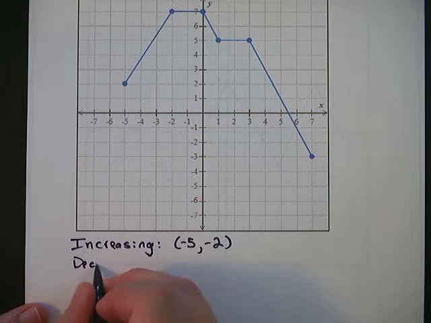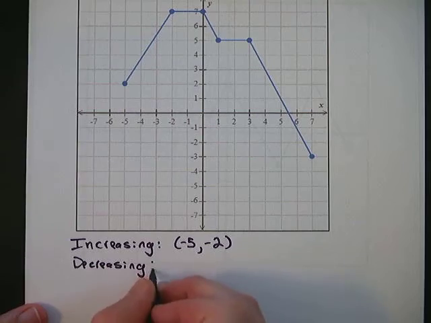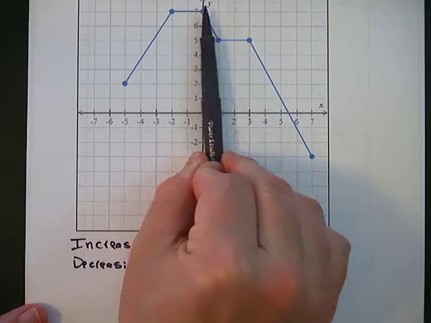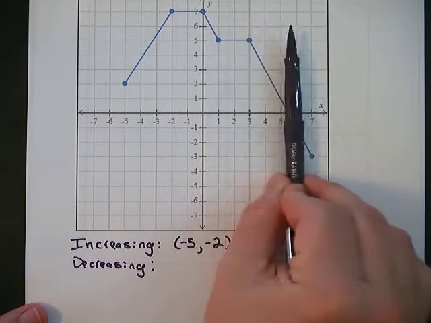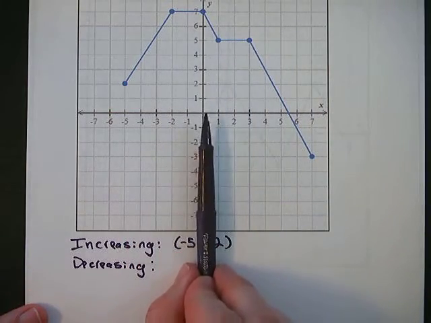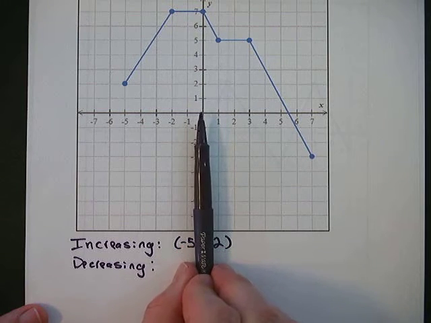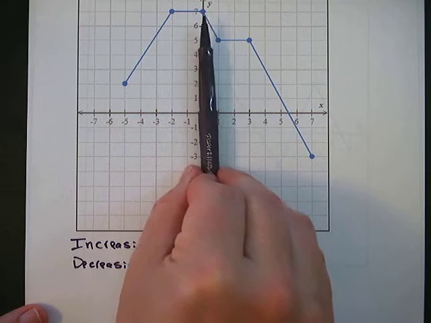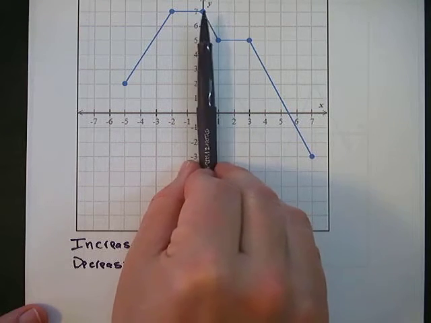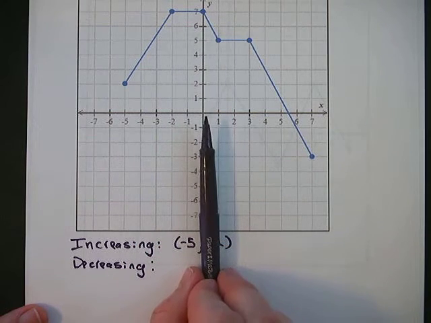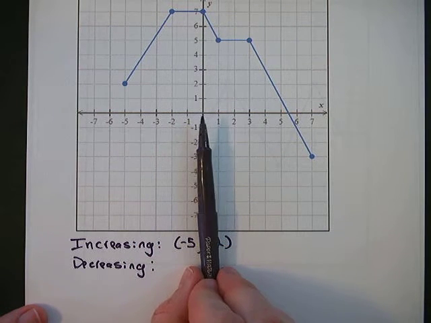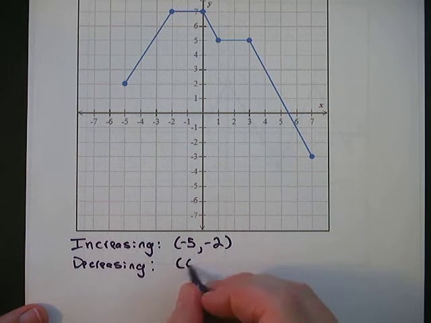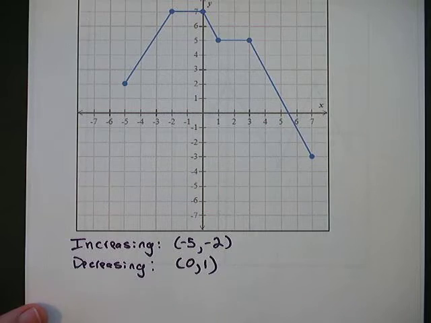Let's look at decreasing. It looks like we have two intervals as I move left to right. Right here it's going down, and right here it's going down. This one starts at 0. We're looking at x-axis numbers. It starts going down at 0, and it's not 7, because we're not paying attention to the y-axis numbers at all, just the x-axis. It stops going down at 1, so from 0 to 1, it's decreasing.